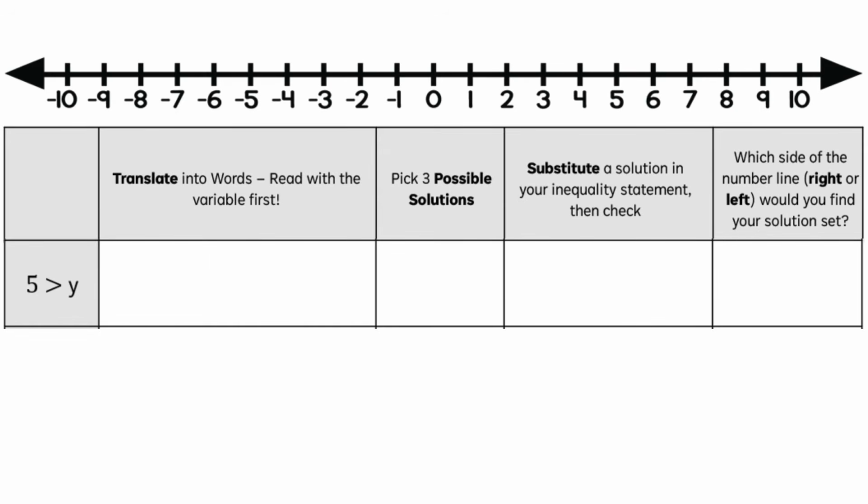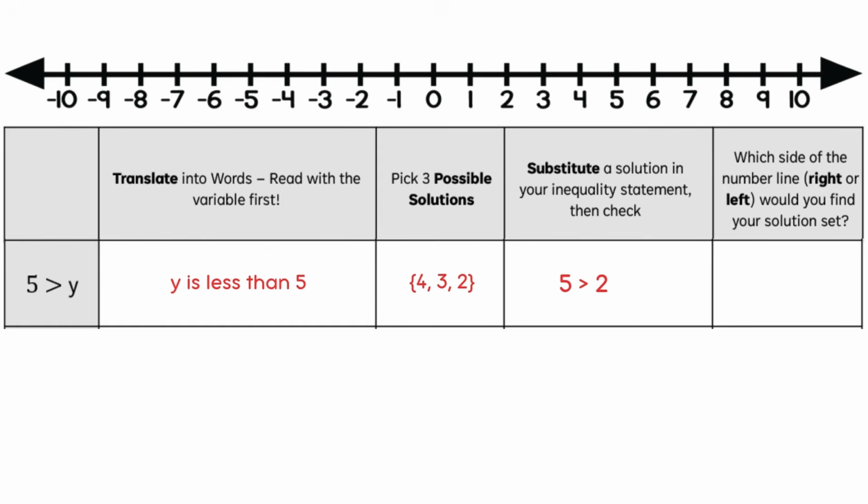Remember, read your inequality with the variable first. Y is less than 5. So now let's pick 3 possible solutions, 3 integers that are less than 5. We have 4, 3, 2. Those integers are less than 5. You would also have 1, 0, and all negative integers. Now let's substitute one of our solutions into our inequality statement.